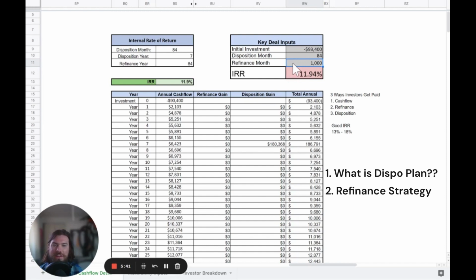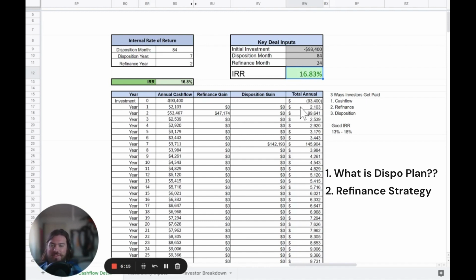However, if we then go and change the refinance, so right now we have it at month 1000, so we're not refinancing during this deal. But if we change this to, say, month 24, or we receive a refinance in month 24, you're going to see this IRR jump up. And that's because it's much quicker and you're getting paid. And now you can see 16.8, just about the same IRR, however, different months are the sale and the refinance.